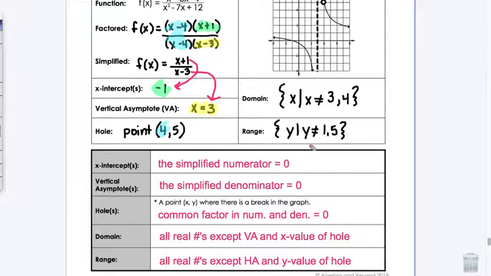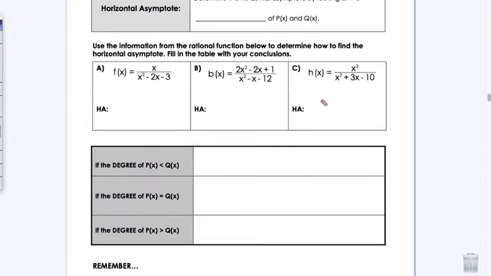So if you're looking at graphs and looking at the function, you can easily determine, based on the function and factoring it, how to graph the actual function. We still need to learn about horizontal asymptotes, so let's go to the next page.